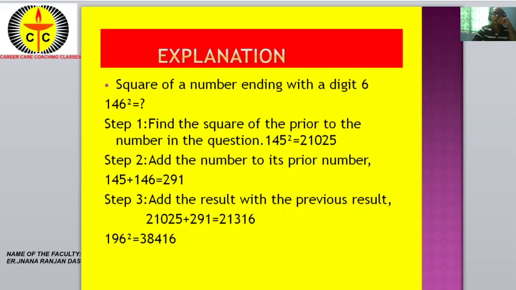Add the number to its prior number. 145 with 146 becomes 291. So simply write 21025 plus 291. This becomes 21,316. Similarly, we can find the square of the number 196. This becomes 38,416.